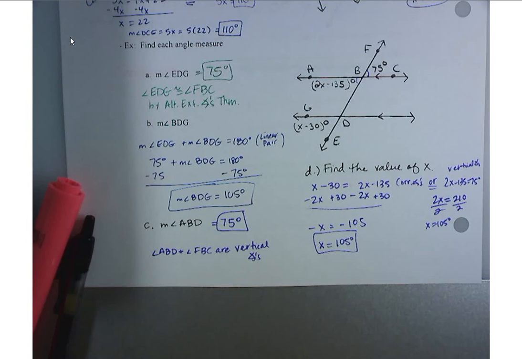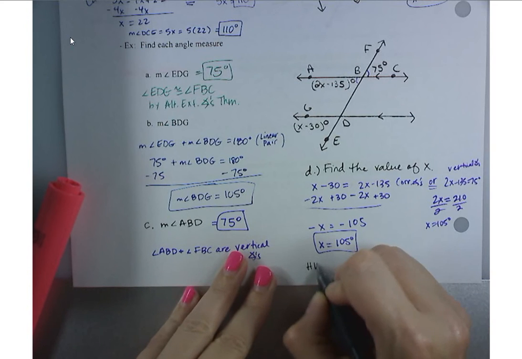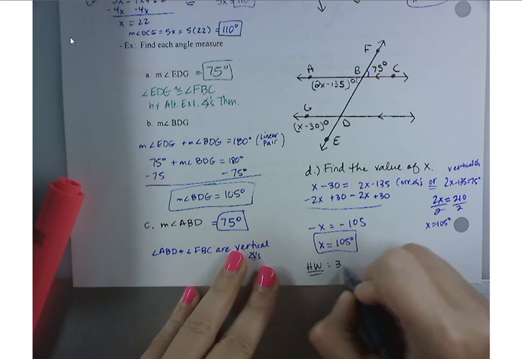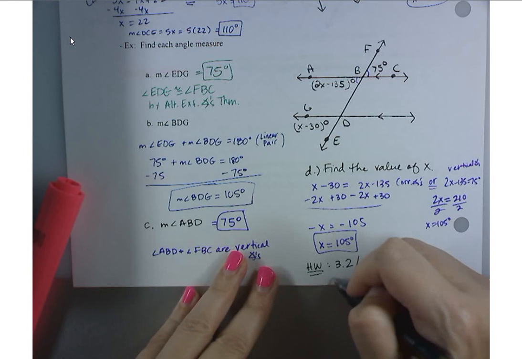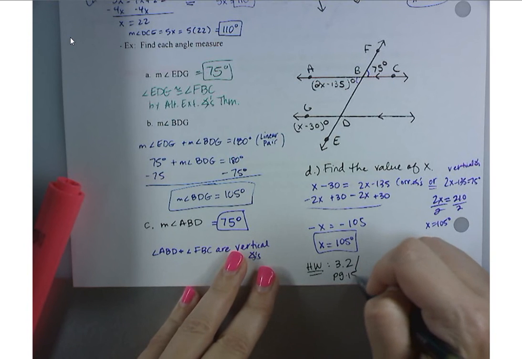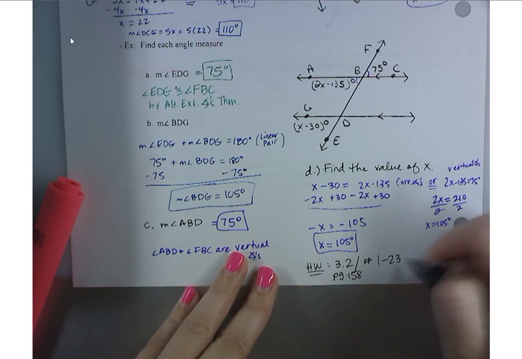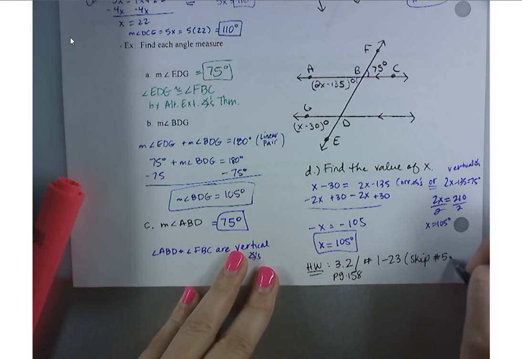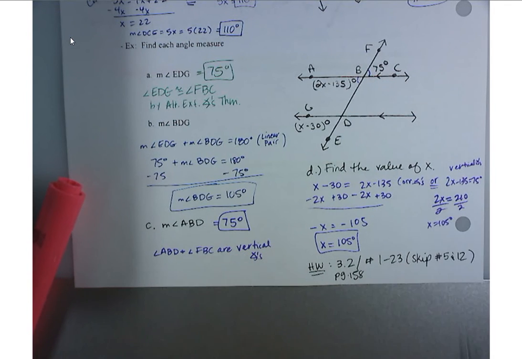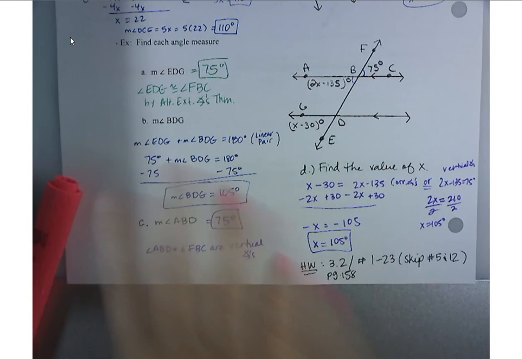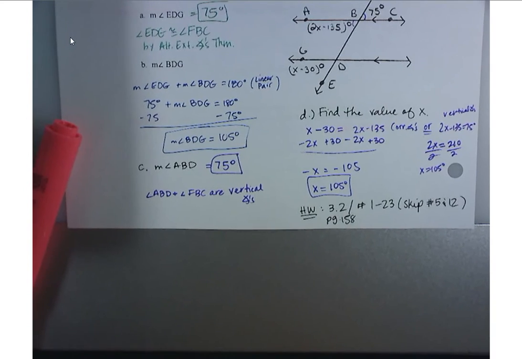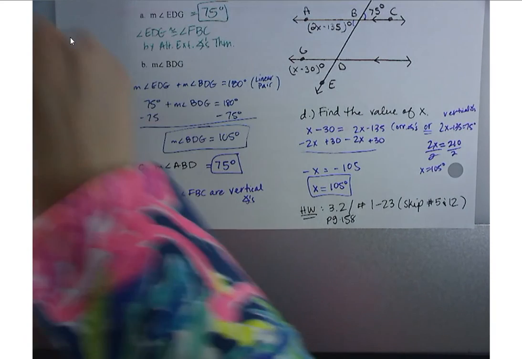Okay. All right. So for your homework tonight, this is 3.2, which is on page 158. You're going to do 1 through 23, but you can skip number 5 and 12. Okay, so you can skip 5 and 12.